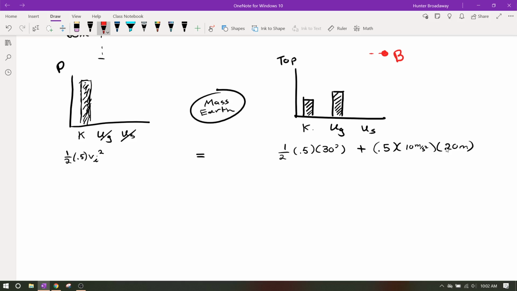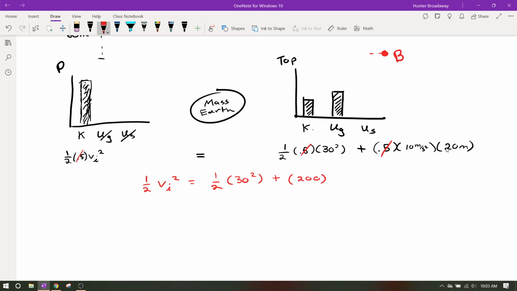Let's see here. Yeah, everybody brought mass to the party, so I'm going to go ahead and just get rid of those 0.5s. So that's 1/2 vi squared is equal to half of 30 squared plus, see, 10 times 20 I think is 200. So that's 200 joules.